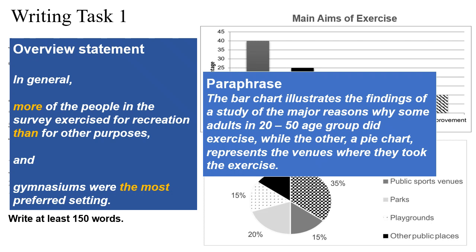But because there are 2 diagrams, the two comparative clauses, each of which can stand alone as a simple sentence, have to come together as a compound sentence to form the overview statement of both charts, which says, in general, more of the people in the survey exercised for recreation than for other purposes, and gymnasiums were the most preferred setting. All right, so much for that.